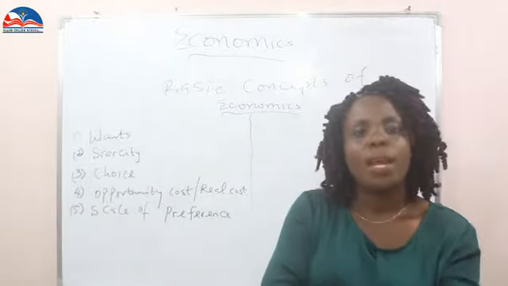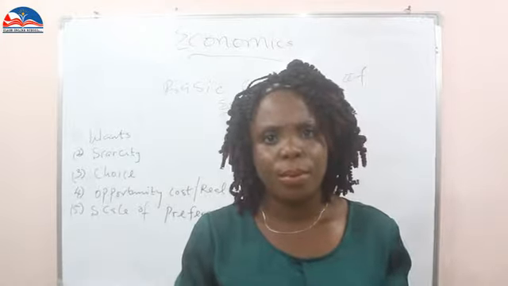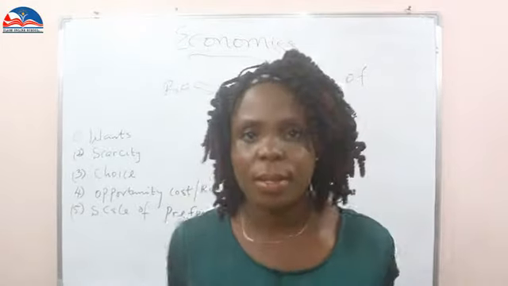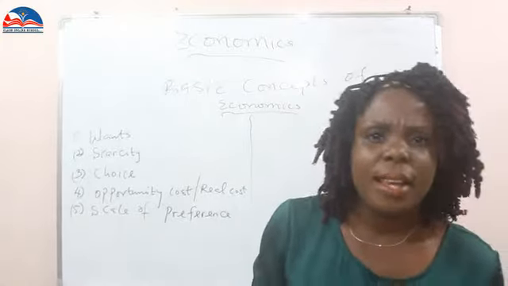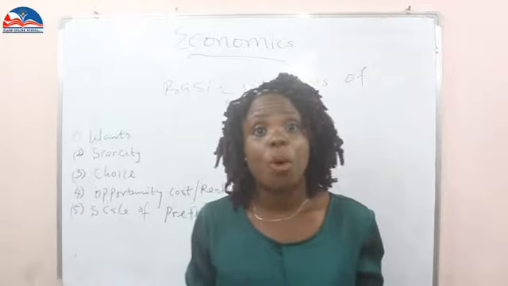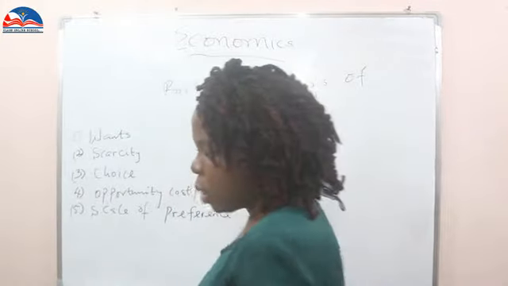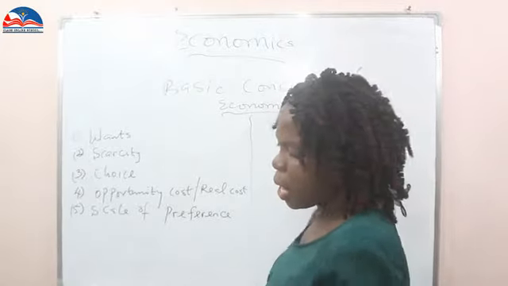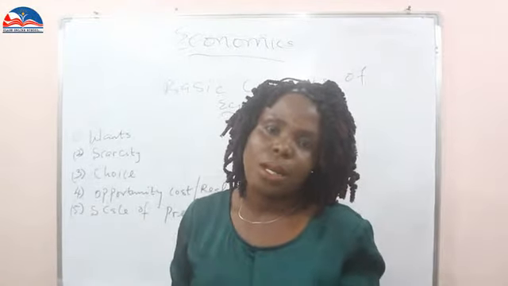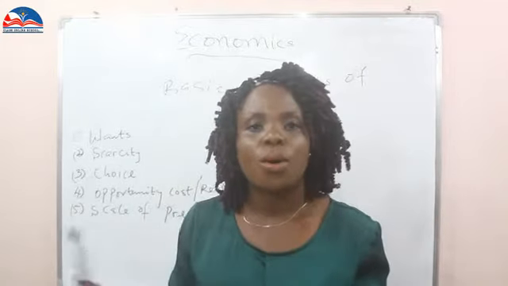Because as human beings, we need a whole lot of things. And these wants can be both tangible and intangible. And these tangible and intangible wants cannot be satisfied at once. There is no way on earth that everything we need can come to us on a platter of gold, or we can satisfy them all, no matter how rich we are. So, when we talk about want, we are talking about the insatiable desire or need by human beings to own goods or services.